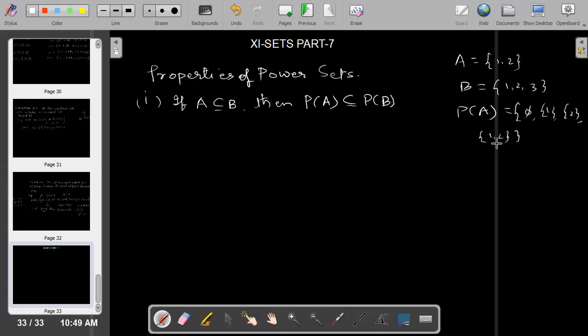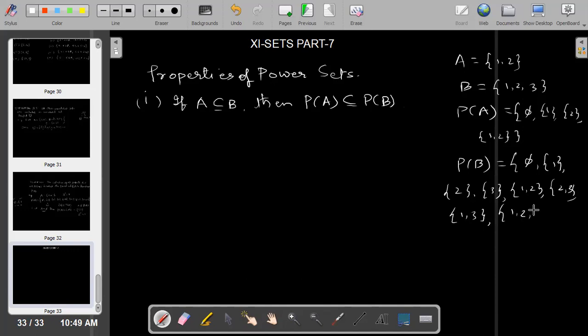So there are 4 elements in the power set of A, and the power set of B will have 2 raised to power 3, which is 8 elements. So first write the empty set, then {1}, {2}, {3}, then {1, 2}, then {2, 3}, then {1, 3}, then {1, 2, 3}. This is the power set of B.